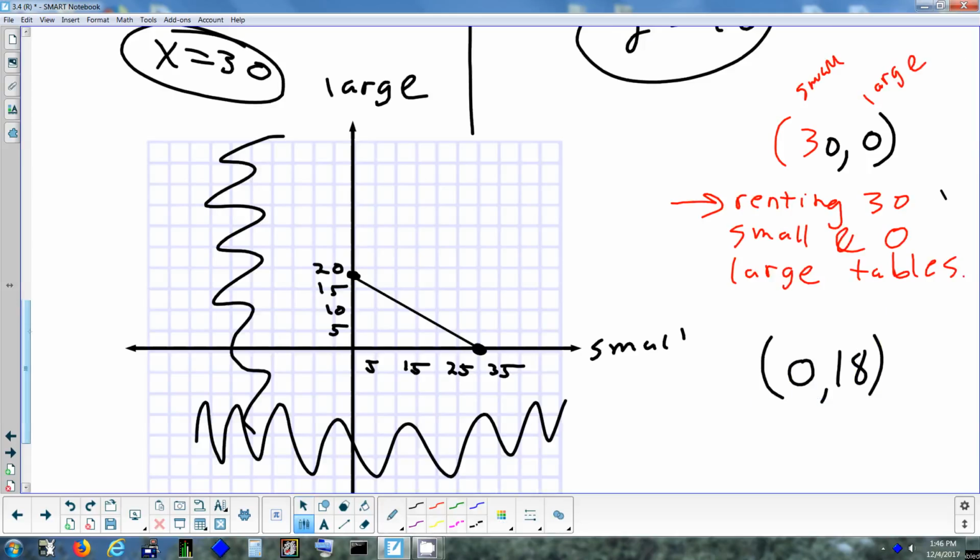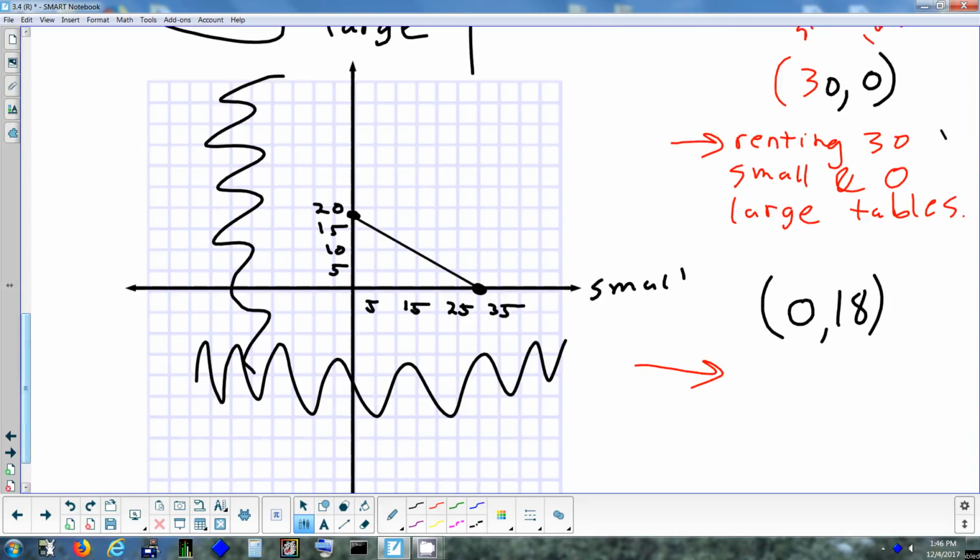How about 0, 18? What does that represent? Renting how many tables? 0 small tables, 18 large tables. Yeah, if they didn't have any small tables, that's okay. You could rent 0 small but then you would need 18 large tables. So that's 2 solutions to the problem.